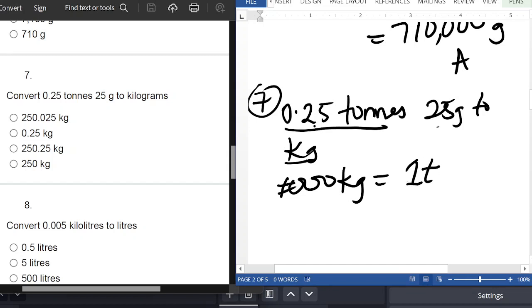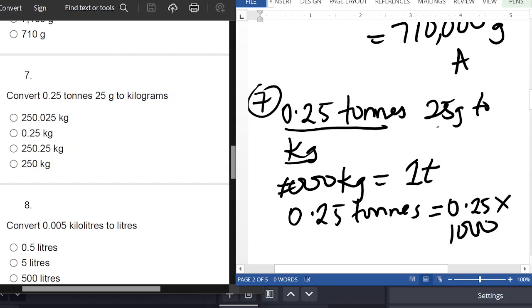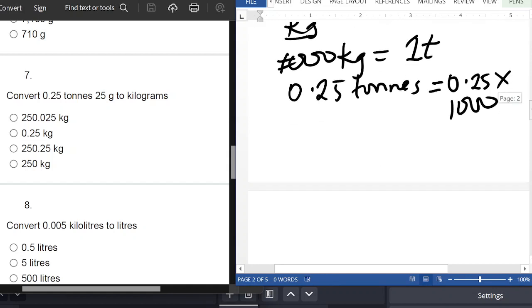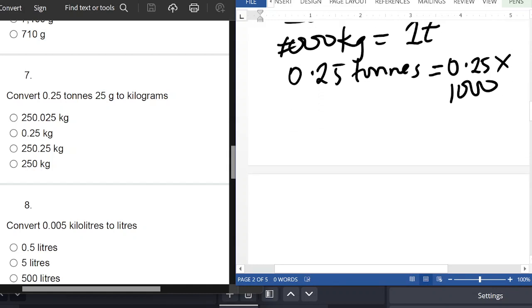So that means 0.25 ton. Now we are changing the bigger one to the smaller one, so what are we going to do? We're going to multiply. That is 0.25 multiplied by 1000, and that will give us 250 kilograms. Then it remains 25 grams now.